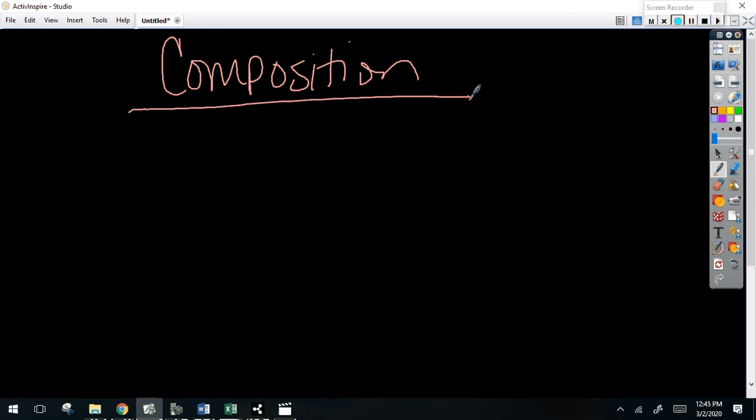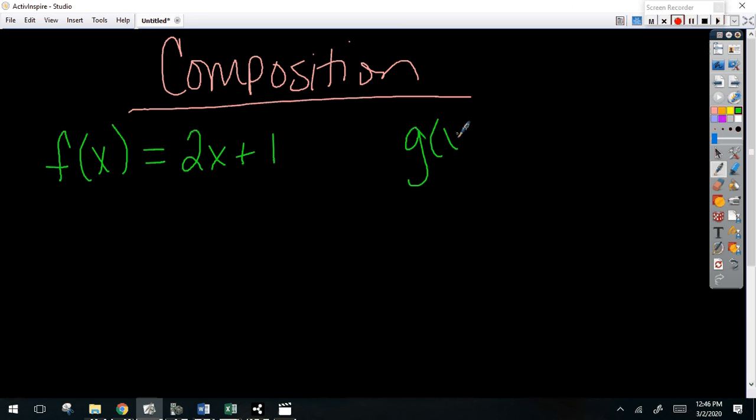Do any of you remember composition? No. Maybe you'll remember it when you see what it is. Let's redefine f and g, and I'm going to start easy. Let's do f of x equals 2x plus 1, and g of x equals x squared minus 3.